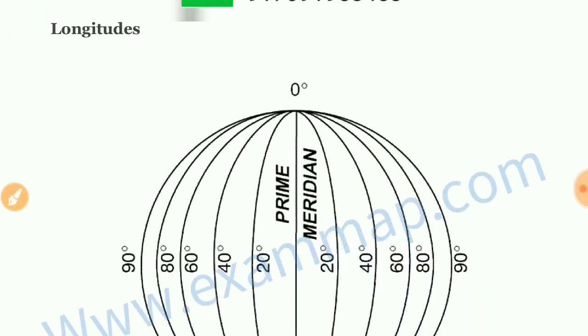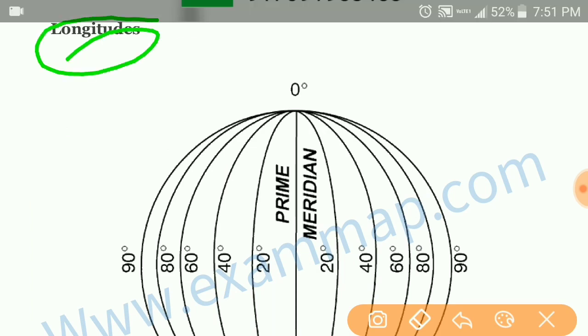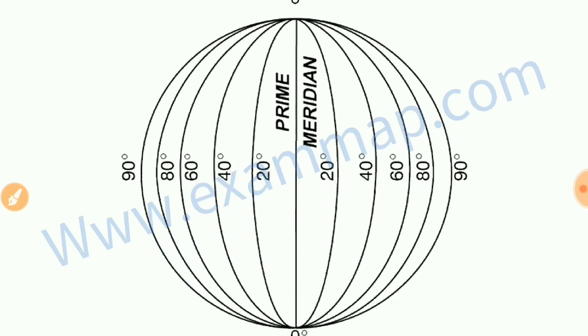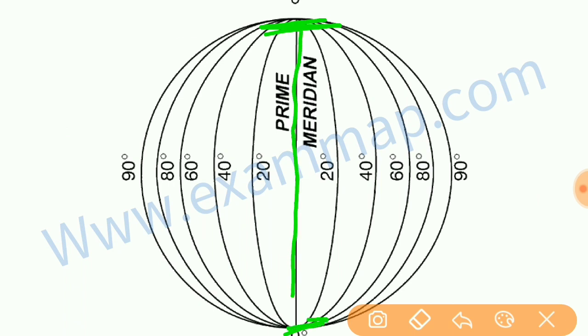In this class we will discuss longitudes. Longitudes are the imaginary lines which run from one pole to another pole. This line is also known as a meridian of longitude. The distance between the longitudes is measured in degrees of longitude. This longitude represents 0 degree and is known as the prime meridian. This prime meridian divides Earth into two equal parts.